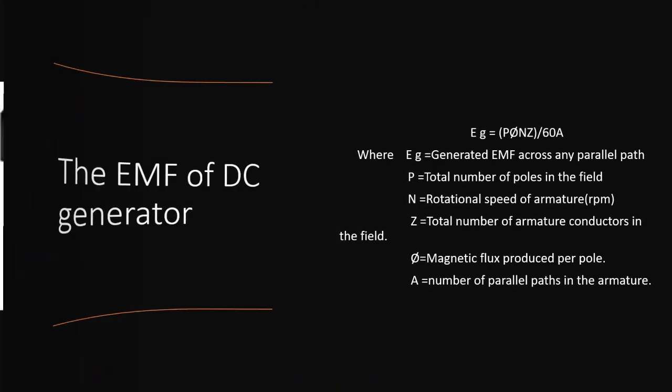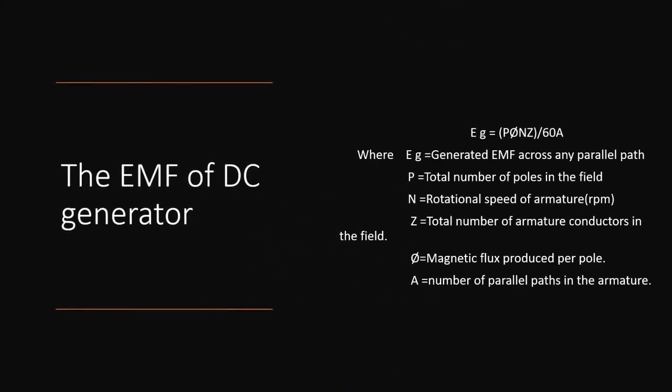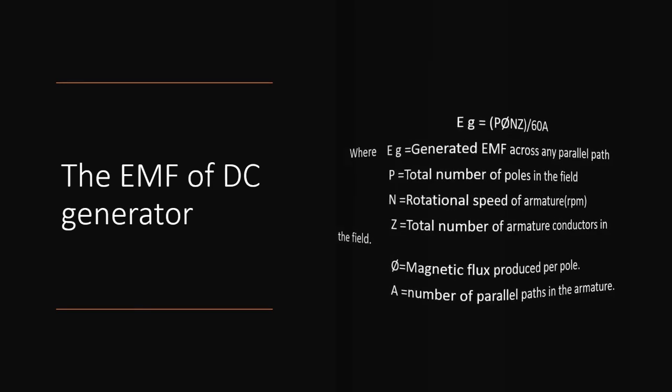Now the formula to calculate EMF of DC generator is shown, where Eg equals generated EMF across any parallel path. P equals total number of poles in the field. N equals rotational speed of armature, RPM. Z equals total number of armature conductors in the field. Phi equals magnetic flux produced per pole. A equals number of parallel paths in the armature.